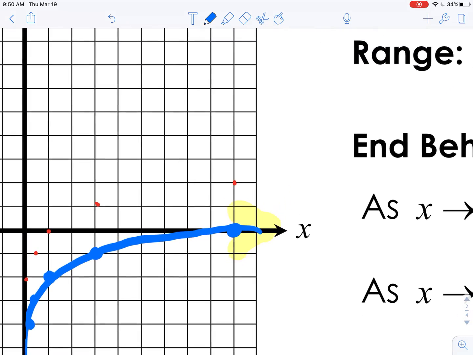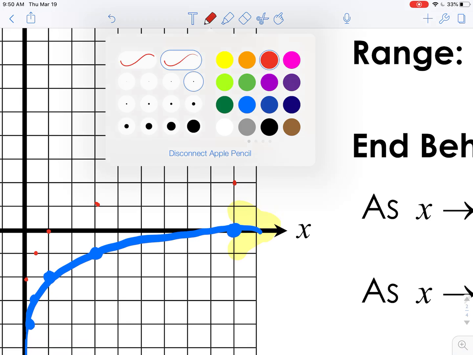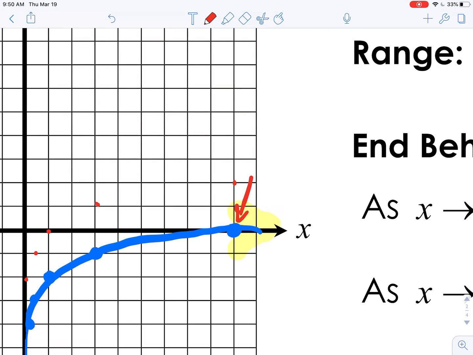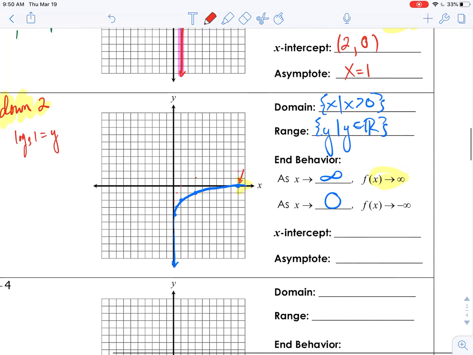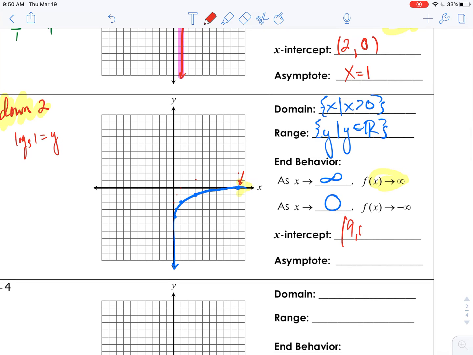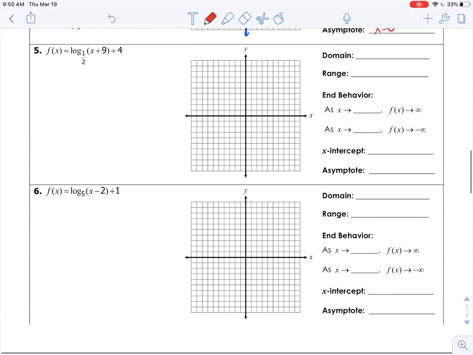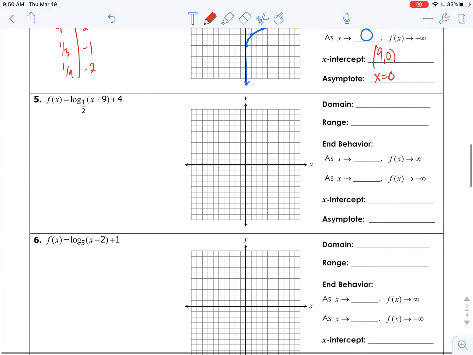X-intercept. Well, let's look at our blue graph here. When am I crossing that x-axis? Right here at 9, 0. And that asymptote is still x equals 0. So why don't you guys try your last two here.